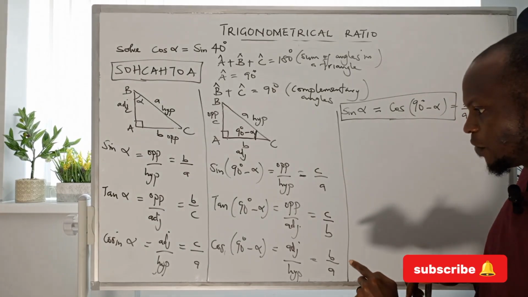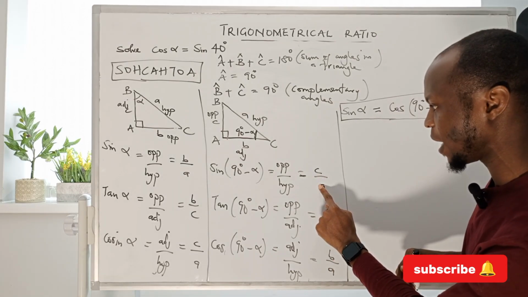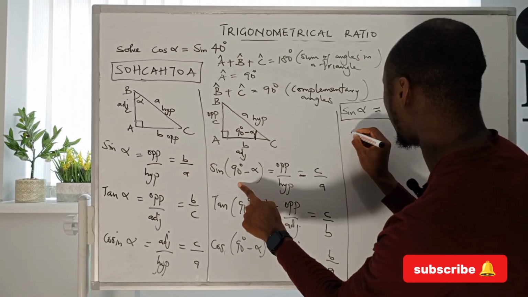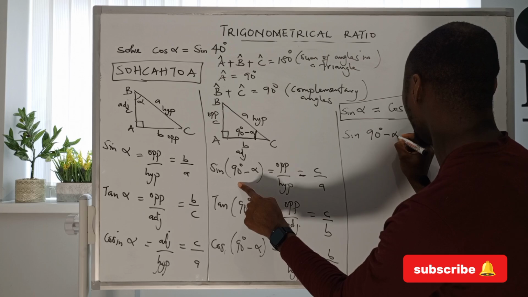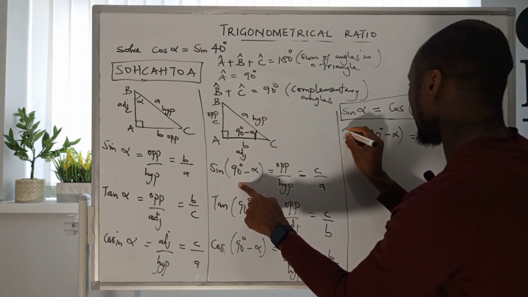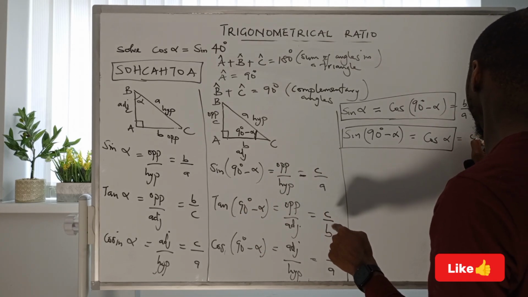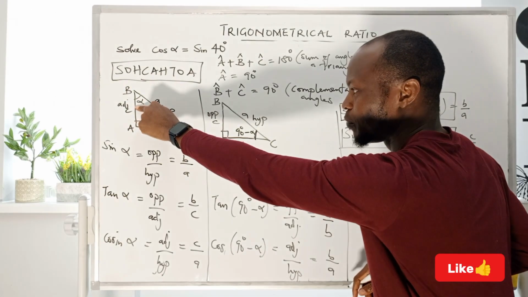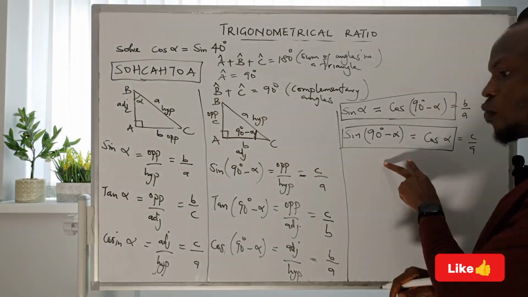Now, let's check again. Let's see if we have something that's equal again. We have c over a. Do we have anyone that is c over a again? You can see c over a. That shows also that sine of 90 degrees minus alpha equals cos of alpha. Do you get that? Which is equal to c over a. That shows that cos of this angle equals sine of this angle. Sine of this angle equals cos of this angle. And that is what we have tried to prove here.